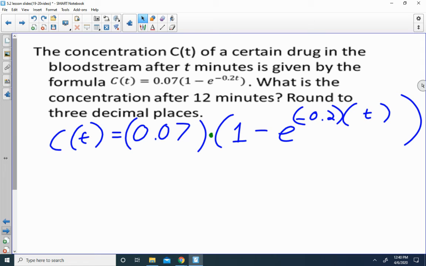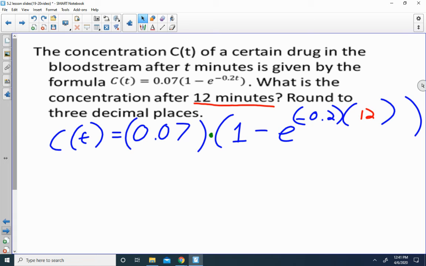So basically, we're computing how strong a drug is in the bloodstream after so much time has passed. And I've already rewritten the formula. The only thing you're missing is the t, which is time. But they do give us that the time is 12 minutes. So you really just got to put in 12 for time, and really all you got to do from here is plug and chug.